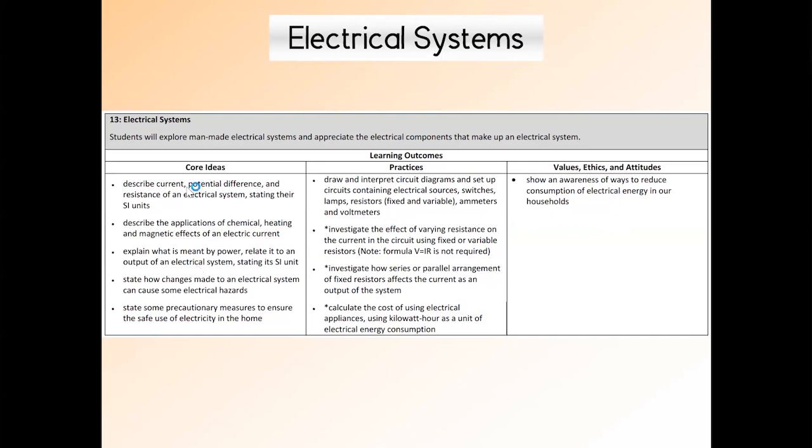So we have covered current. Look at the core ideas again. We have covered current, potential difference, resistance. Okay, so we talk about what is the definition of them. We stated their SI unit. We even look at a certain formula. Okay, so we have to go on today to talk about chemical heating and magnetic effects of electric current. Okay, and then the power part, we are going to leave it to the next lesson.